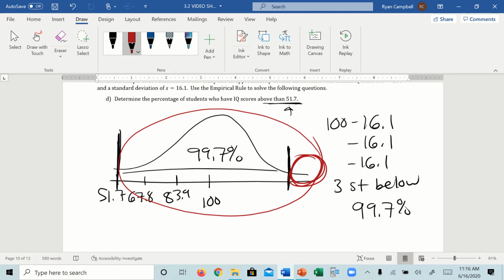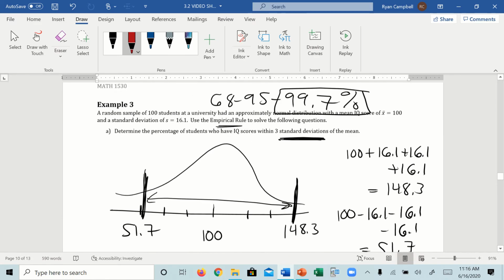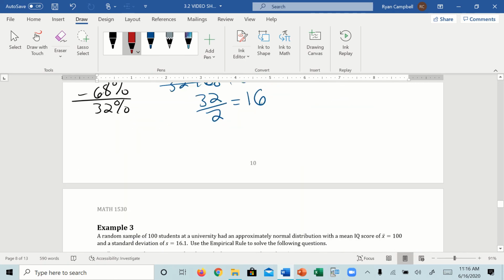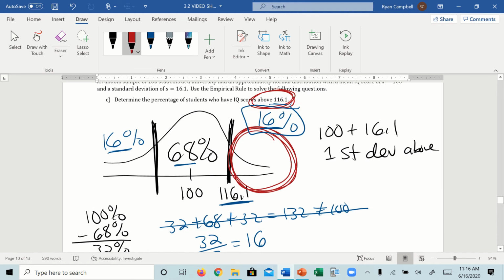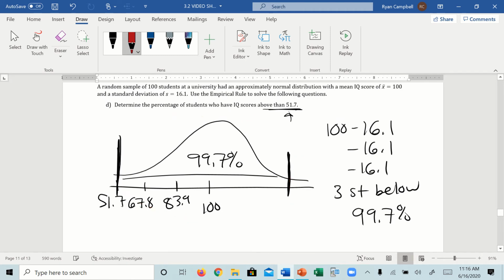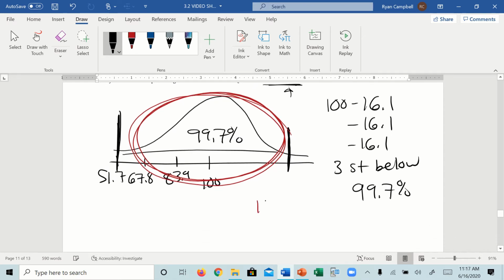And we can find this number, absolutely, but that's not really important to know for this problem. You don't really need to know what number specifically that is, though we did figure it out in part A, right? We know that it's 148.3, but that's not really going to help us in this scenario. So just like how we did in this one, right? If we have a number inside, what percentage is going to be on the outside? So we know that 99.7 is inside. So then what percentage has to be outside? Well, total has to be 100%, right? So 100% minus 99.7% gives us 0.3%.